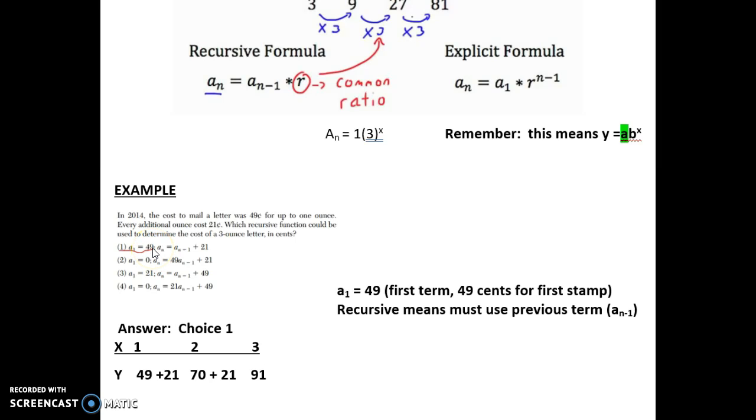And then we have the first term, or the equation. Oh, I'm trying to draw. I'm not a very good artist with this arrow. But we have the previous term plus another 21 cents every time that you add an ounce to that. So the answer choice is choice 1.